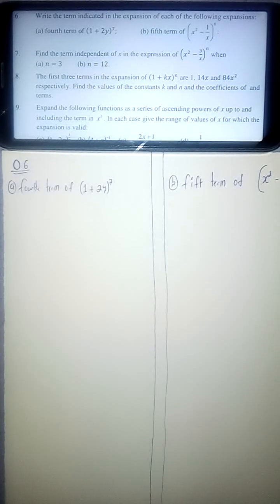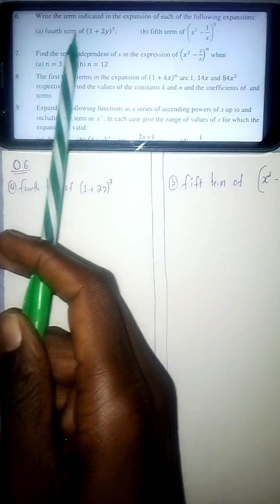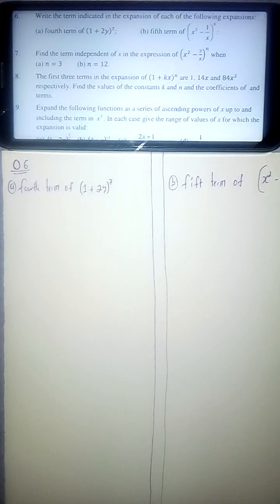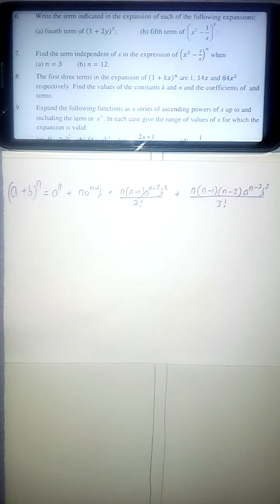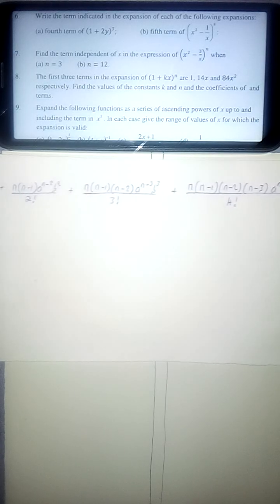So here is our question 6, which reads, write the term indicated in the expansion of each of the following expansions. Here they want us to simply write the fourth term. Here they want us to write the fifth term. Well, we're going to use this formula, which we are already familiar with. I think you are able to see the formula, right? Yes, this is the formula we're going to use.